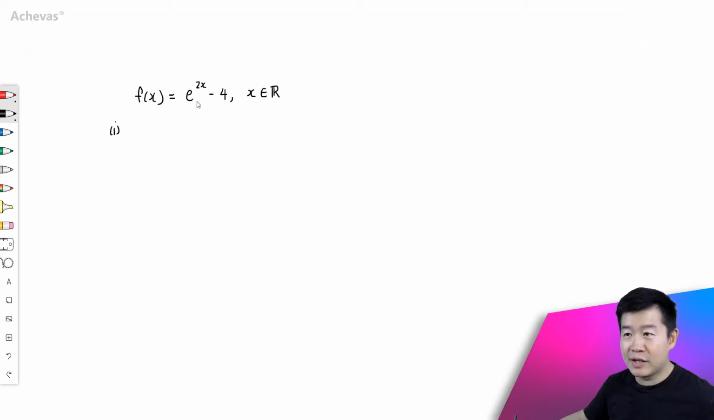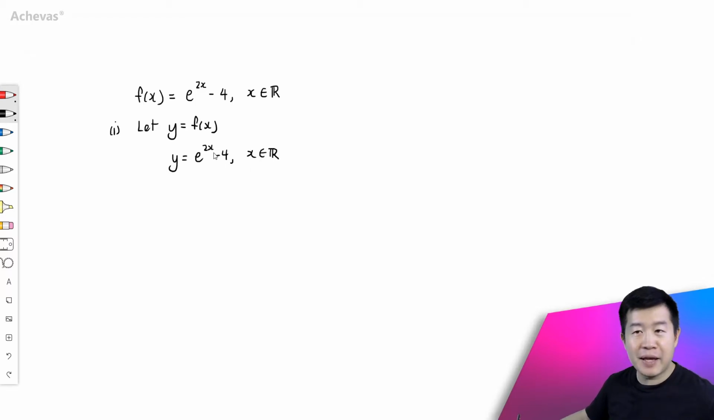We're given f(x) equal to e to the power of 2x minus 4, where its domain is all real numbers. To find f inverse, we will let y equal f(x), which means that y is e to the power of 2x minus 4, where x here is all real numbers. Let's make x the subject.